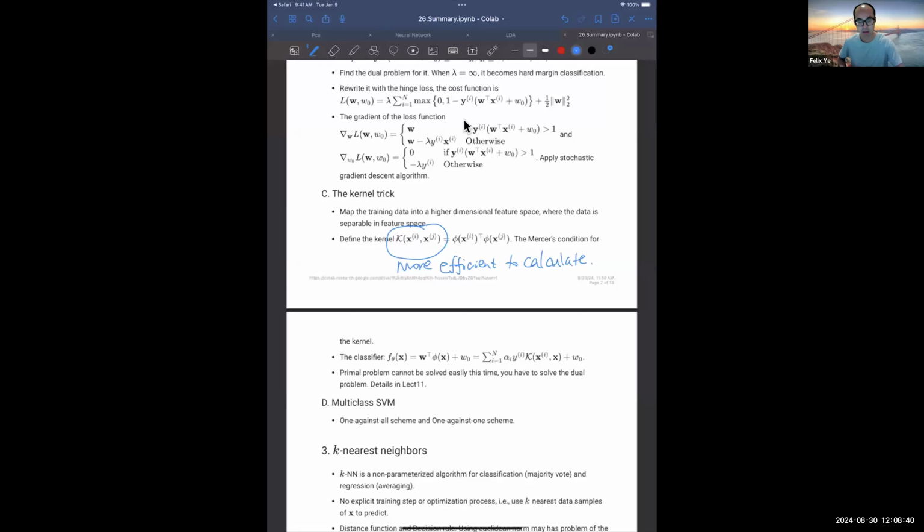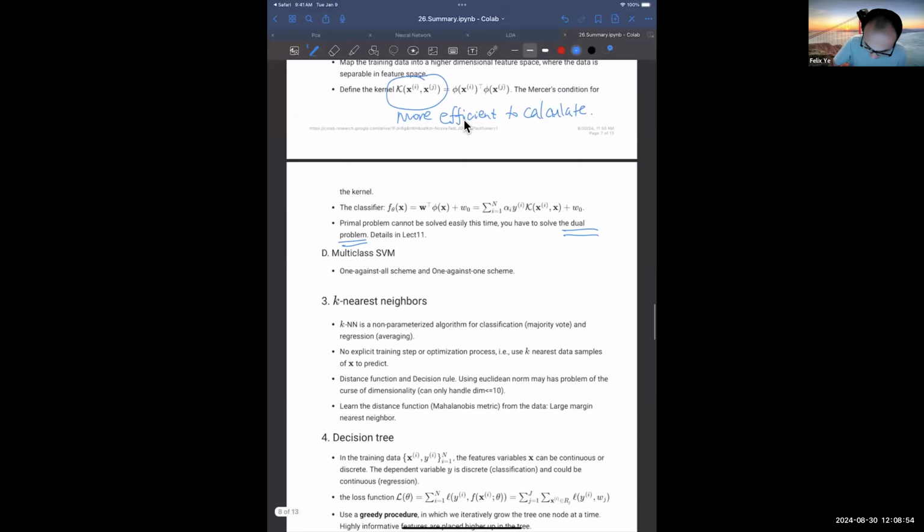Okay, but this time this primal problem cannot be solved easily. You actually have to solve the dual problem, right? So this is in the kernel trick. I briefly mentioned a little bit on the multi-class, and we have one against all and one against one schemes. This will be discussed in more detail in 593.